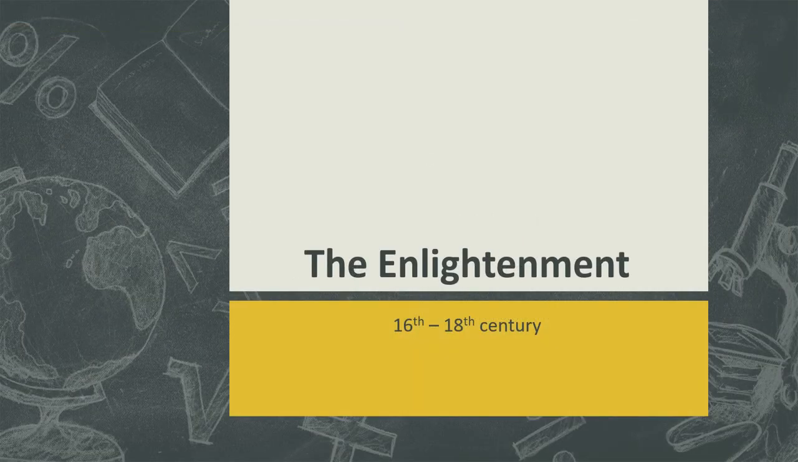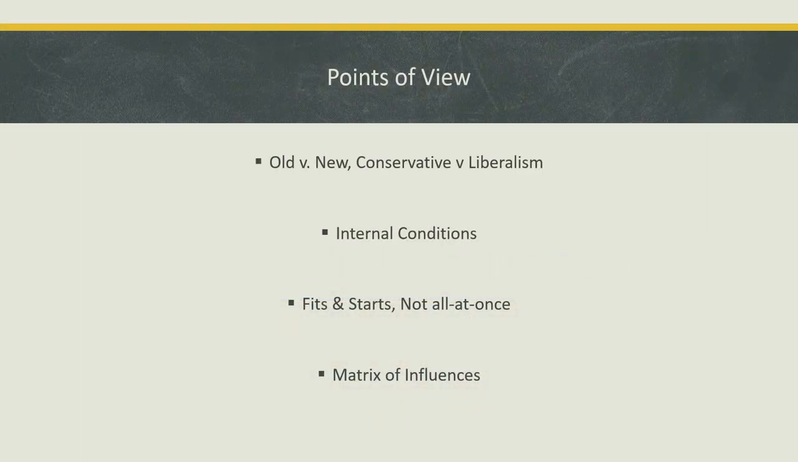And now we move on to the Enlightenment. The Enlightenment is a parallel or a brother, as it were, of the Scientific Revolution, and begins in the 16th century and lasts well into the 18th century. And much like the Scientific Revolution, it has the same kind of tensions, the old versus the new. In this case, conservatism, in other words, preserving the old way of life, versus liberalism, or this new expanding way of looking at human interactions. Again, it's much like the Scientific Revolution. There are fits and starts, it's not all at once, and there are matrices of influences.